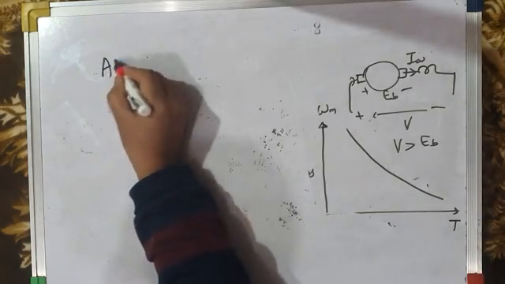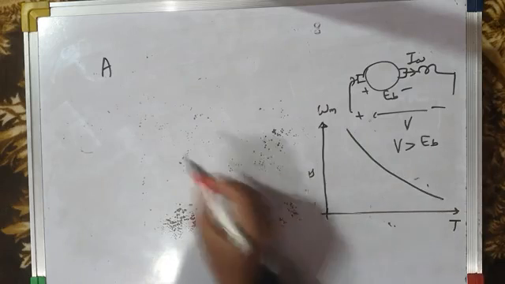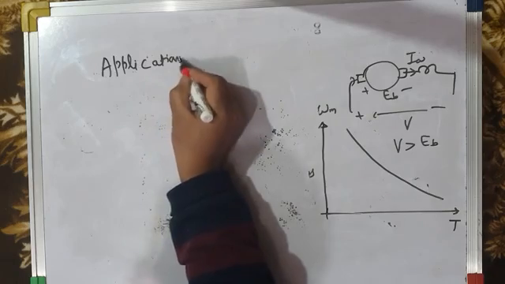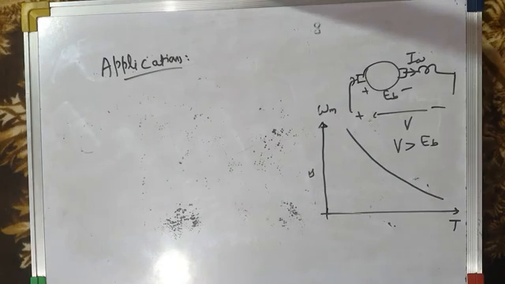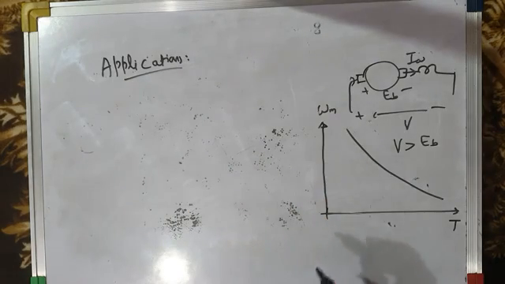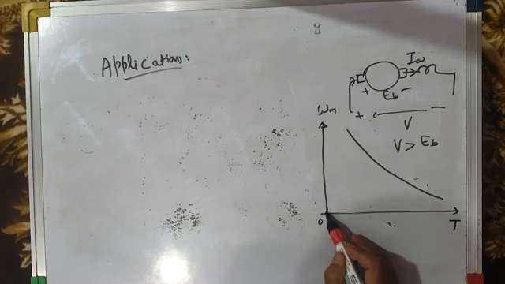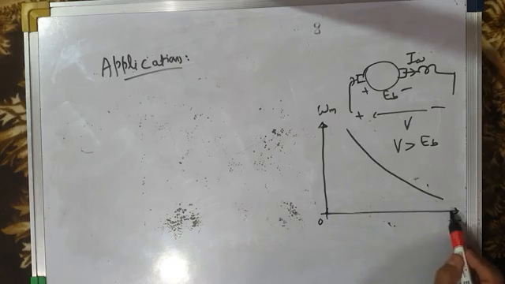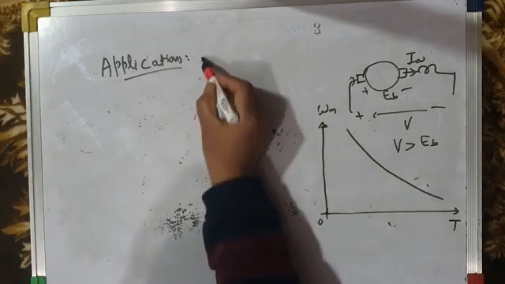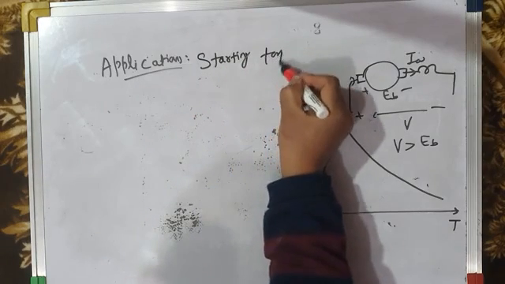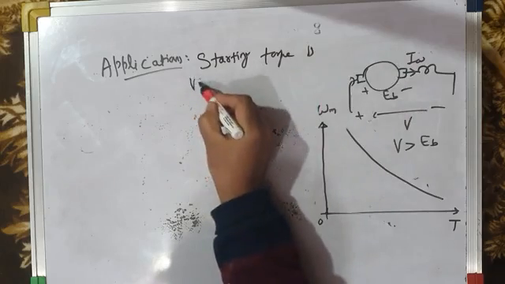That's about the torque speed characteristics of the DC series motor. Why does a DC series motor find its applications? One of the significant features of the DC series motor is that it develops a very high starting torque. For example, at standstill, speed is zero, and torque is very, very large. The starting torque developed by a DC series motor is very huge.